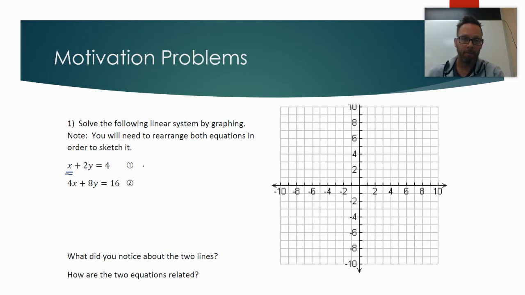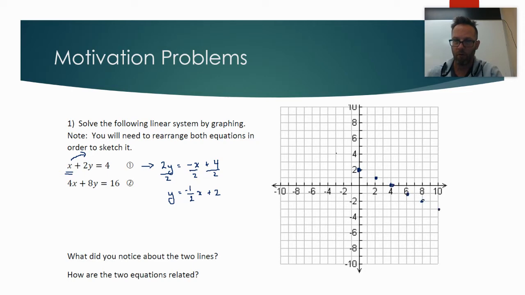For the first one, if we move the positive 1x over, we get 2y equals negative x plus 4. Now that's not y equals mx plus b. We'd like to divide everything by 2. And so we get y equals negative 1 over 2 x, and 4 divided by 2 is 2. So that's great, there's our first line. Y-intercept of 2, down 1 over 2, down 1 over 2, and so on and so forth.